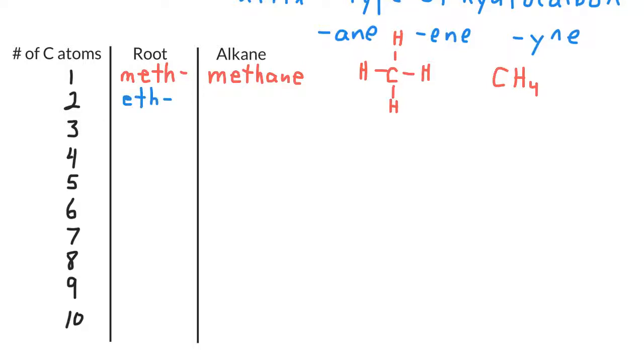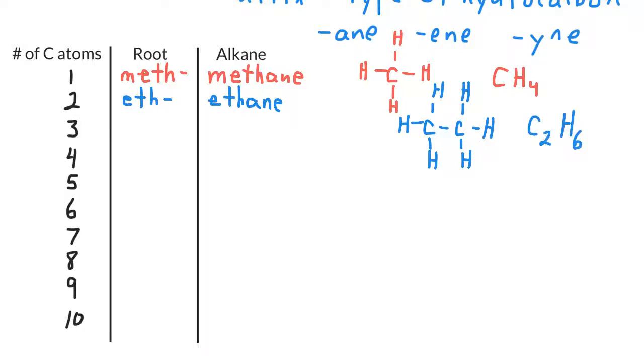2 carbon atoms has a root of eth, so the alkane would be called ethane. So eth, there's 2 carbon atoms. Ane, there you have a single bond. Each carbon atom has a total of 4 covalent bonds. And I fill in the empty spots with hydrogens. There's 2 carbons and 6 hydrogens, so the formula for ethane is C2H6.